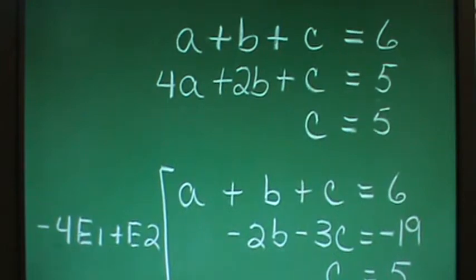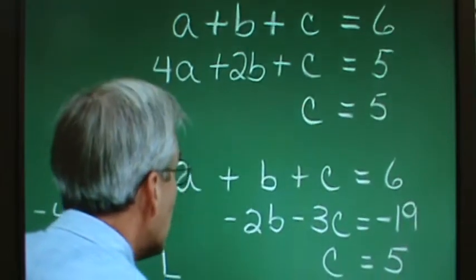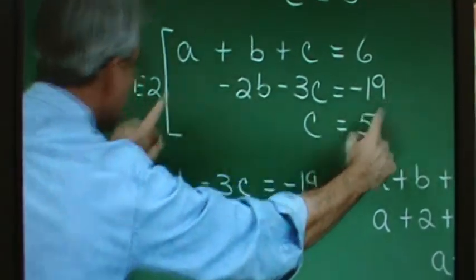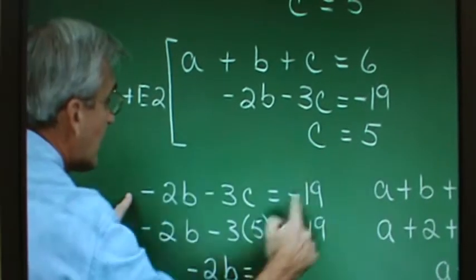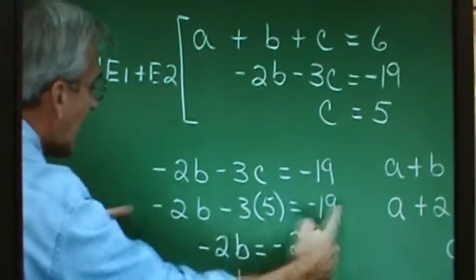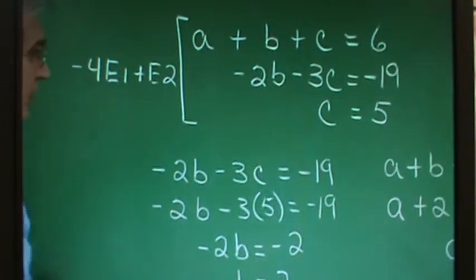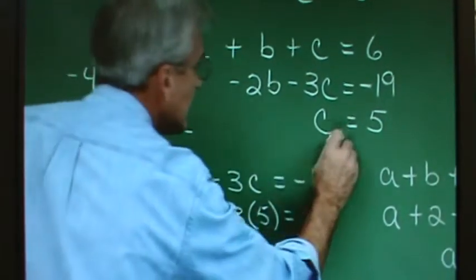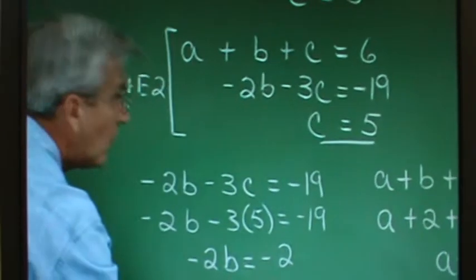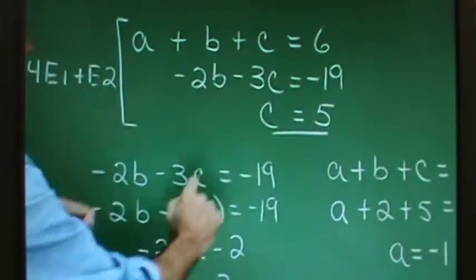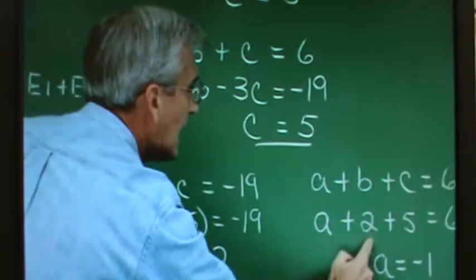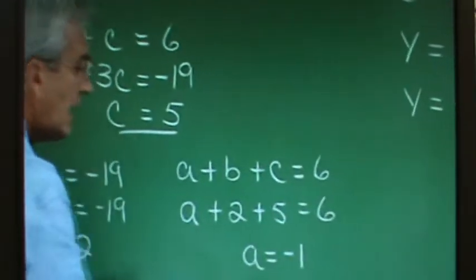Now we're ready to go through the back substitution routine. After all, we have c is equal to 5 here. So with that information, we'll jump right into this equation. So we take this equation and replace c with its value 5. Then we evaluate this for b. We find b to be 2. And then we back substitute a little further. Since we know that c is 5 and b is 2, we use our first equation, a plus b plus c equals 6. Replace b with 2 and c with 5, and we find a to be negative 1.